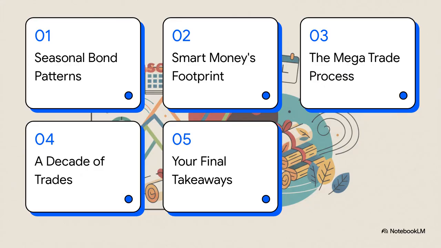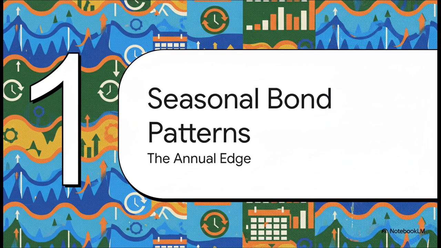So, here's what's on the menu today. First up, we're going to talk about a really cool repeating seasonal pattern in bonds that can give you a serious edge. Then, we'll get into the nitty-gritty of how to spot smart money's footprint, the real confirmation. After that, I'll lay out the exact process step by step. And to prove this isn't just theory, we're going to look at a whole decade of trades. And of course, we'll wrap it all up with the key takeaways you can actually use. All right, let's get right into it.